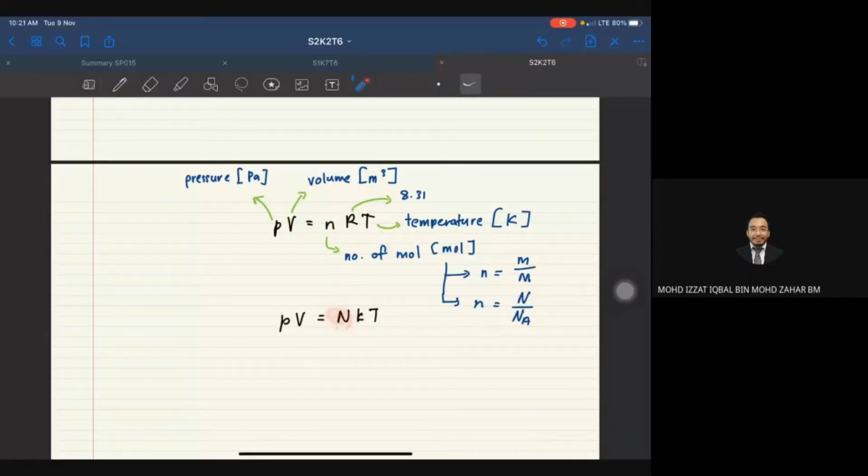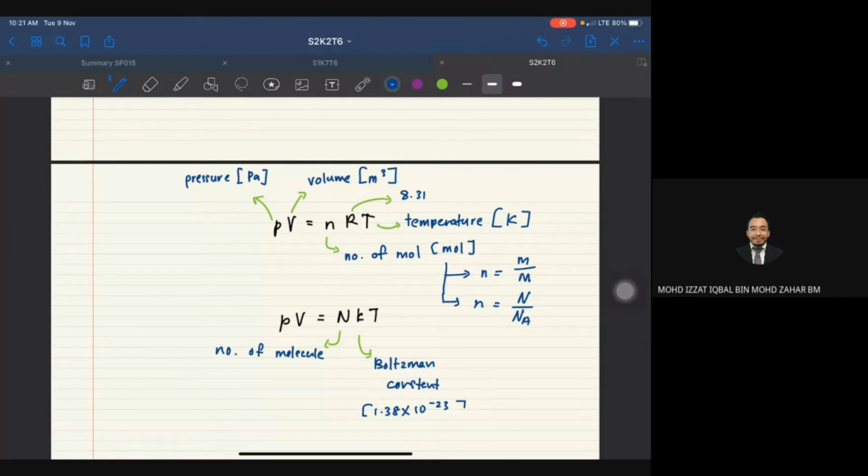Then the same thing goes over here. You have PV and then T ni benda sama lah. And then N here is number of molecules ataupun numbers of atoms. Number of molecule. K here is actually the Boltzmann constant. Okay, we call this one as Boltzmann constant. Okay, the value here would be 1.38 times 10 to the power of negative 23.